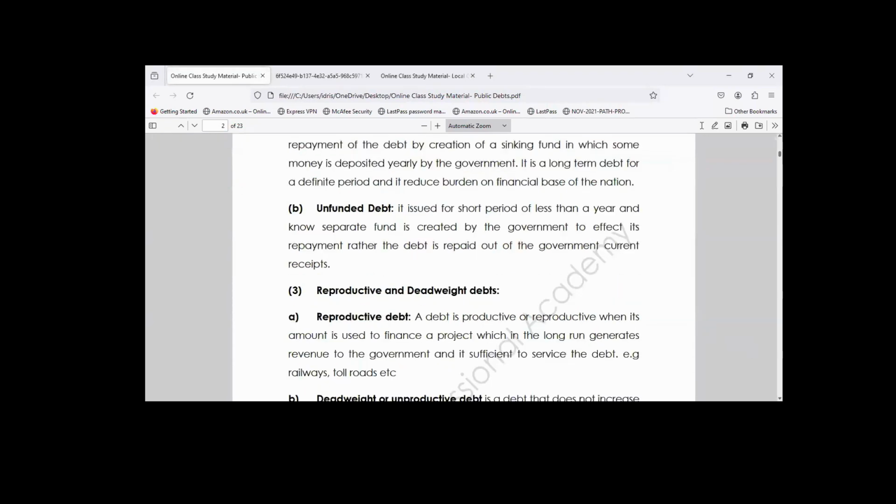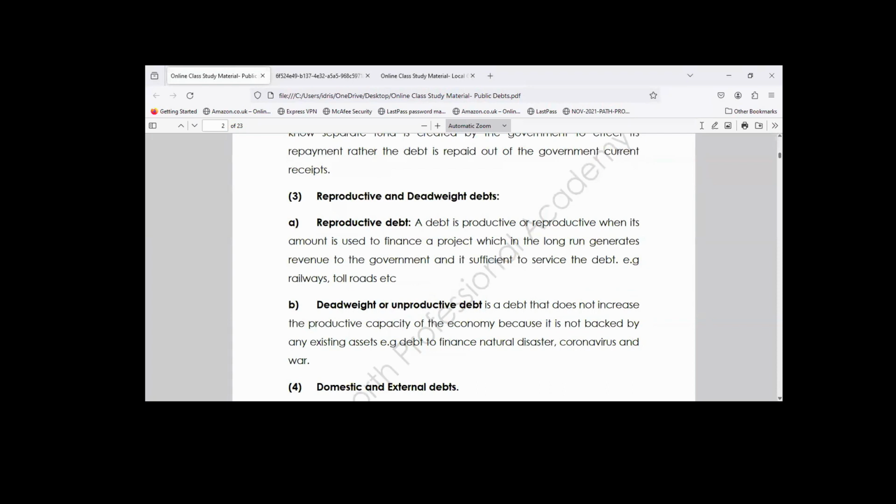Another classification, number 3, is reproductive debt and unproductive debt. Another name for unproductive debt is called deadweight debt. Deadweight debt.